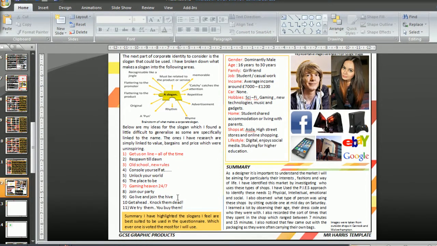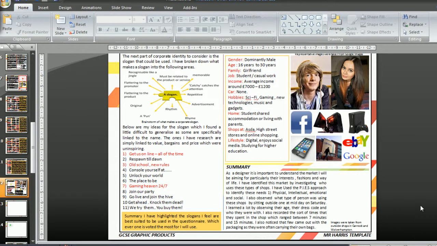brief questionnaire summary. So I've highlighted the slogan I feel was best suited for the questionnaire, and then obviously from this one I will highlight those three and put those in the questionnaire, and then when I ask the questionnaire, that will give me the answer to the slogan that I will use in my shop corporate identity.